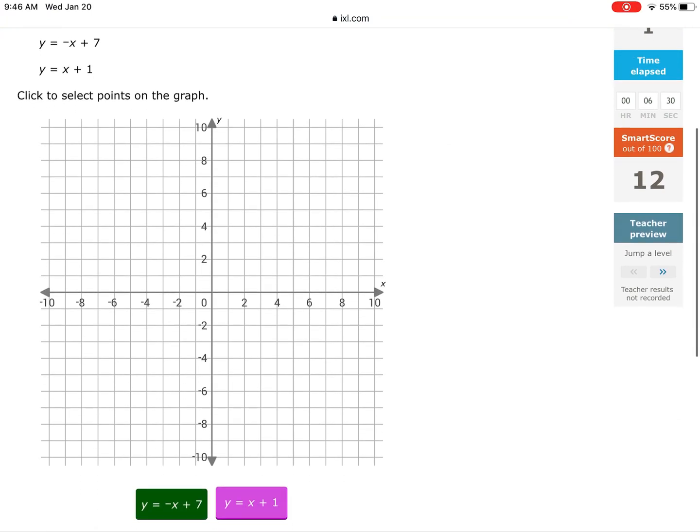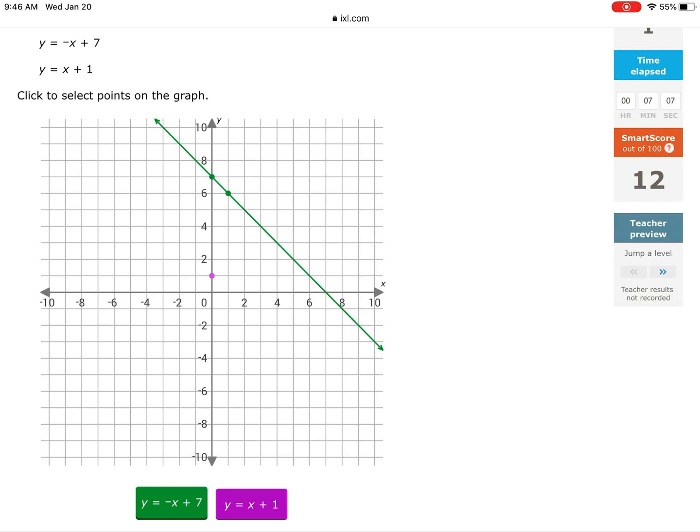Okay, so I'm going to go ahead and graph this one without taking the notes, without writing it down, just so you can see the process. So the first one, it's going to be +7. So I'm going to go up 7 and put a point there. And then that negative x will be negative 1 over 1. So that would be down 1 and right 1 for the first one. Okay, the second one will be starting at the y-intercept, that'll be +1.